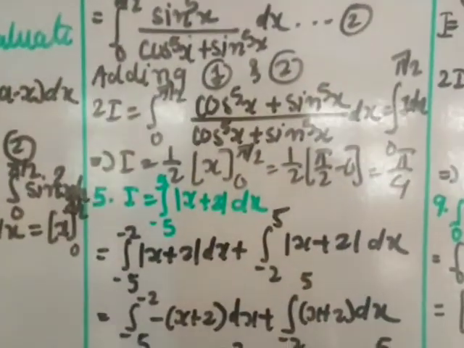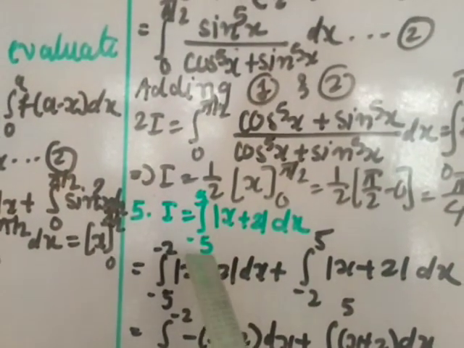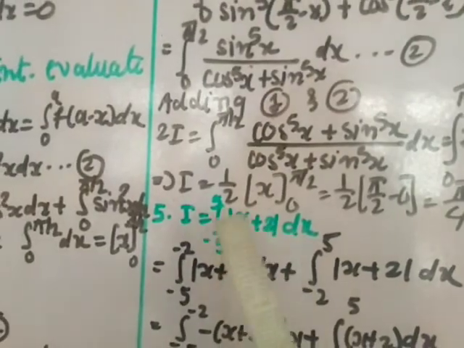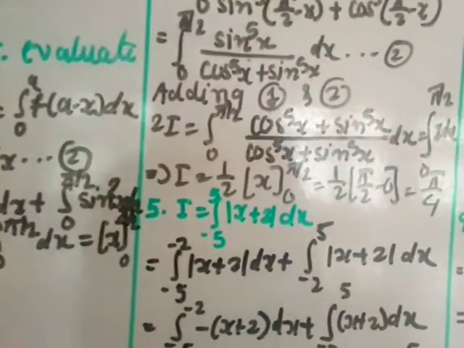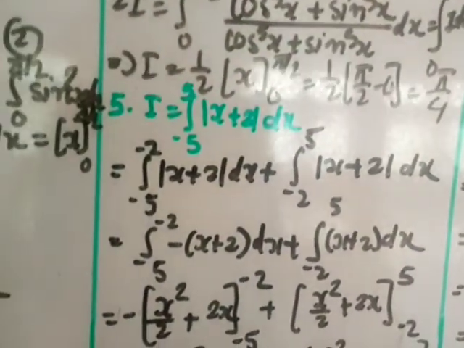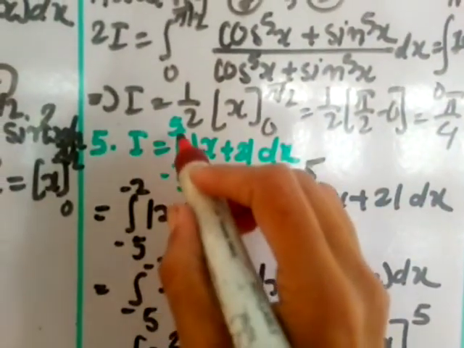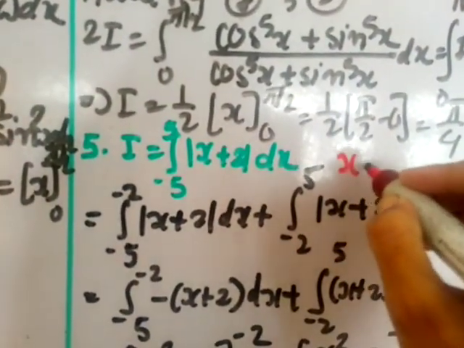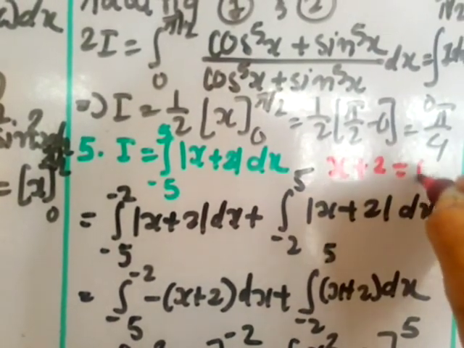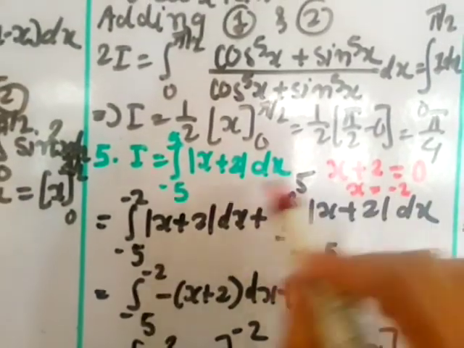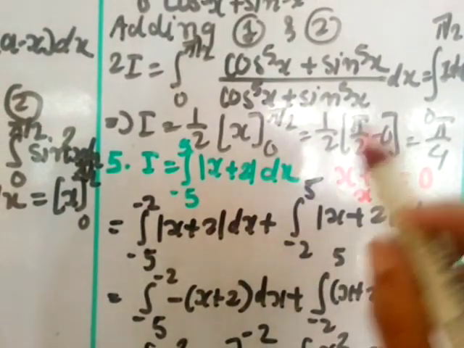Question number 5. I is equal to integral minus 5 to 5 modulus of x plus 2 dx. Now here you have to break this minus 5 to 5, okay, in between in two terms. So how will you divide this minus 5 to 5? You can just say that x plus 2 you equate with 0, okay, so find the 0. So what is x equal to? x is equal to minus 2. So you take minus 5 to minus 2 and minus 2 to 5.